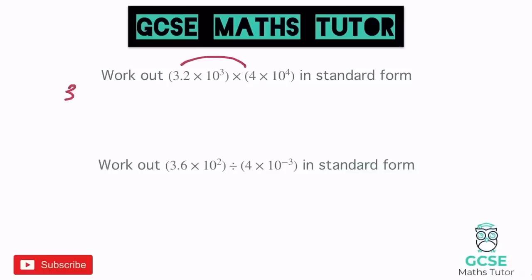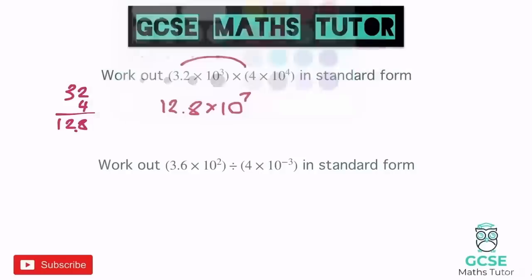I'm going to do 32 times 4 and hop the decimal back in. So 4 times 2 is 8, and 3 times 4 is 12, and then hop the decimal back in, so it's 12.8. So the answer I get there is 12.8. It's going to be times by 10, and when we're multiplying we can add together the powers here, so 3 plus 4 gives us 7.